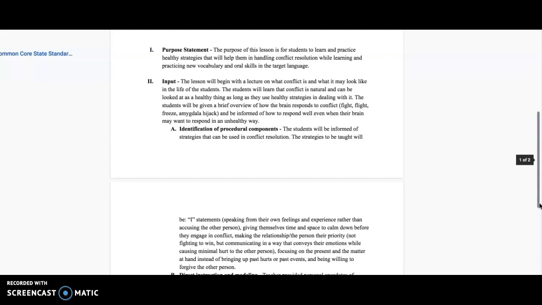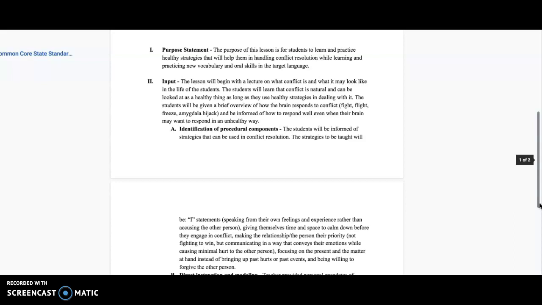So I will give the students a brief overview of how the brain responds to conflict, sort of like what I went over in my presentation, the fight, flight, freeze, amygdala hijack. I just want to give them a basic background of what's going on in their brain. I don't want to assess them on this or include this in any homework. I just want to give them a little bit of a background understanding before we dive into how we can strategize to have healthy resolutions in our conflict.